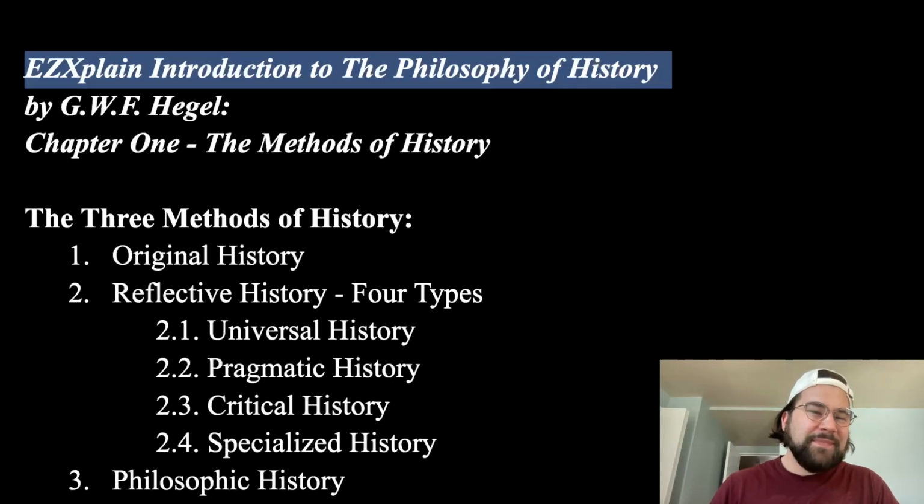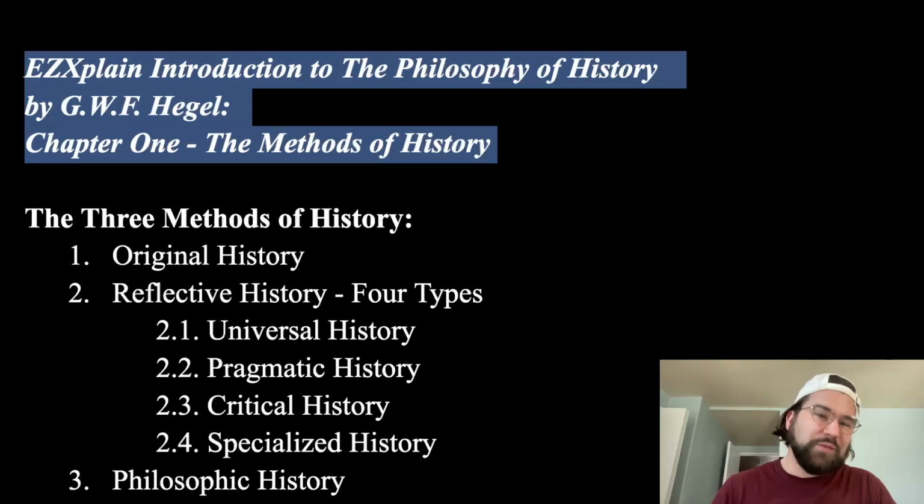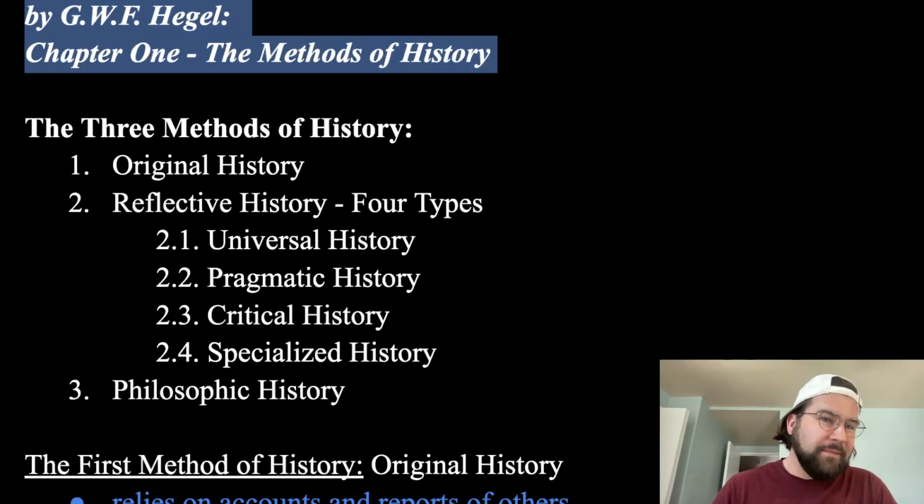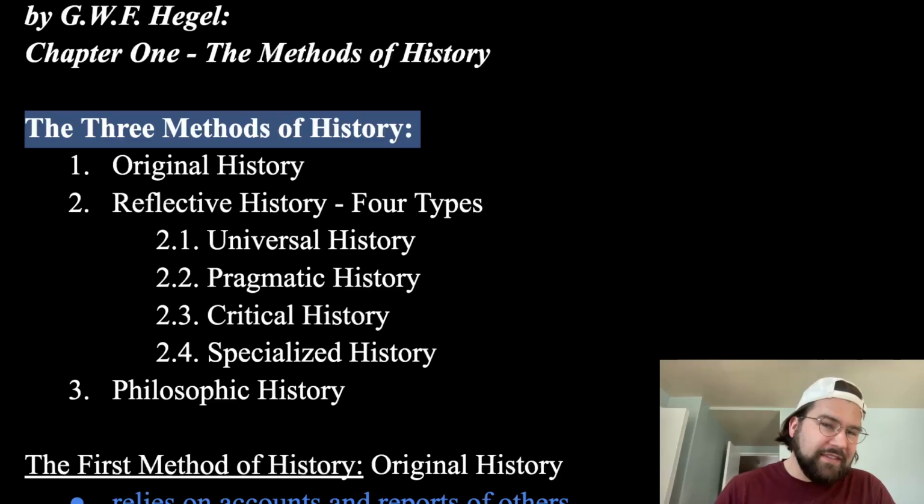Easy Explain, Introduction to the Philosophy of History by G.W.F. Hegel, Chapter 1, The Methods of History. So for Hegel here, there are three methods of history.